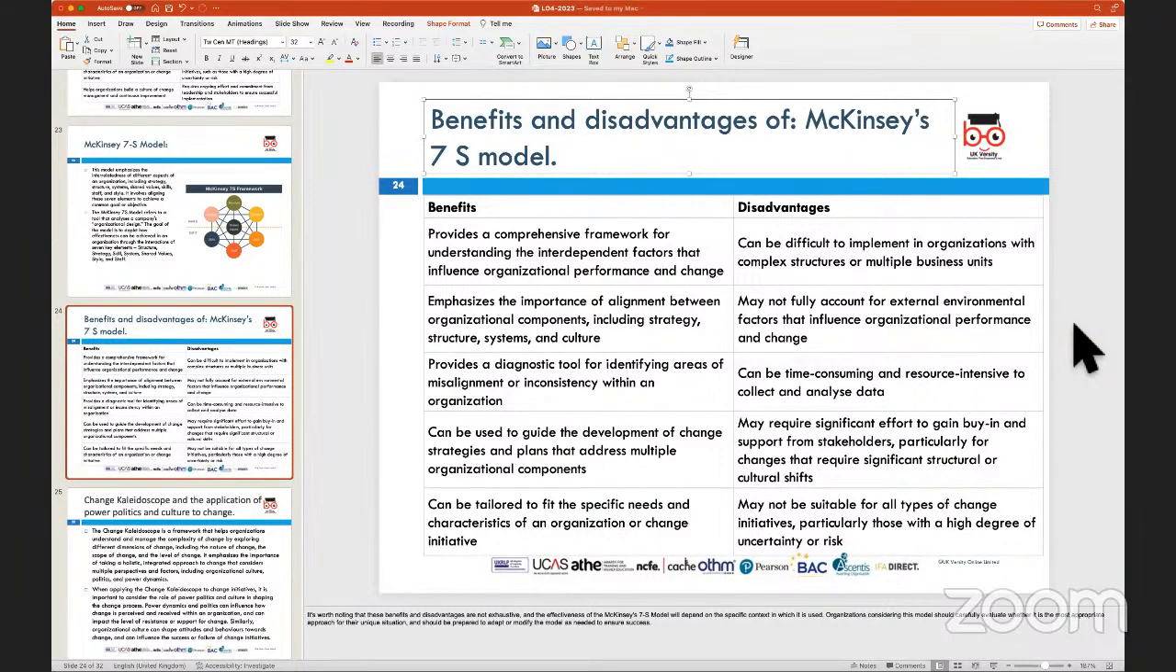So every model that we look at studying, which is a change model, it is worth noting that some of these models have benefits and disadvantages both.